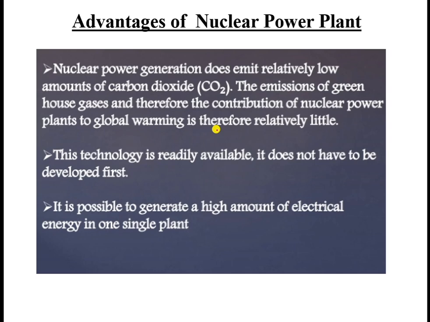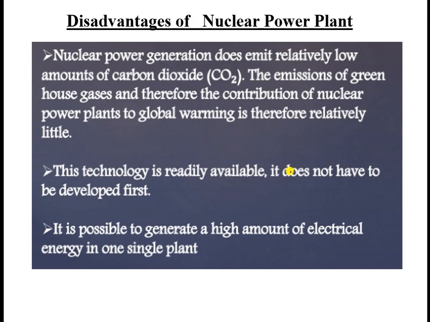Now, what are the advantages of a nuclear power plant? Nuclear power generation emits relatively low amounts of carbon dioxide. So it is a clean energy, giving a lower amount of global warming effects. Again, this technology is readily available. It does not have to be developed first. Another important thing is that a high amount of electrical energy can be generated in a single unit. That is the important one.